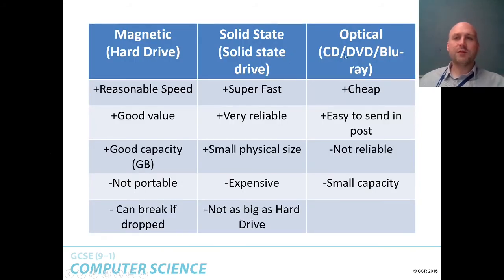Okay, so you've got optical discs: cheap, easy to send in the post, not reliable and they're small. Solid state drives are very fast, very reliable. They're physically small as well, which is good for phones and other things. But they are expensive. They're not as big in capacity, so how many megs and gigabytes you can store, as hard drives, which are magnetic. And magnetic, obviously, it's just a mix of all of them. It's reasonable speed, good value, good capacity, but they can break if they're dropped. Because if you drop a magnetic hard drive, that disc and that head are going to bang, and that will cause errors. So that's why it's not good for a phone or some other things.